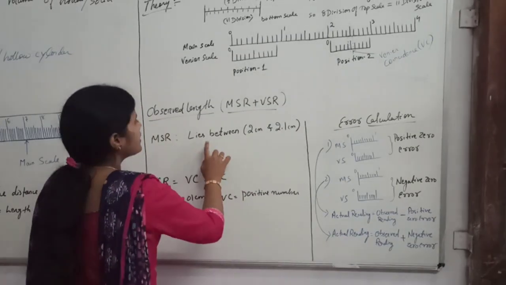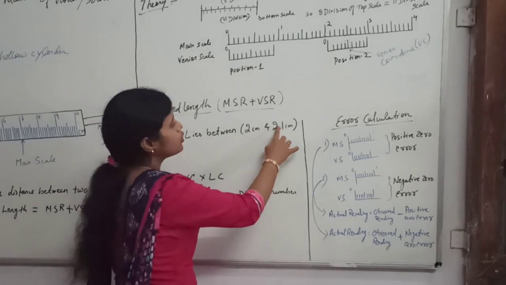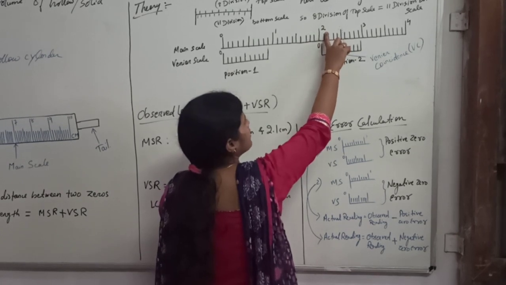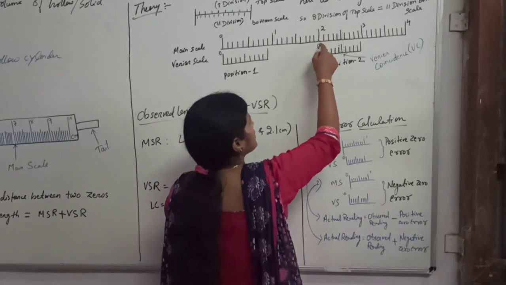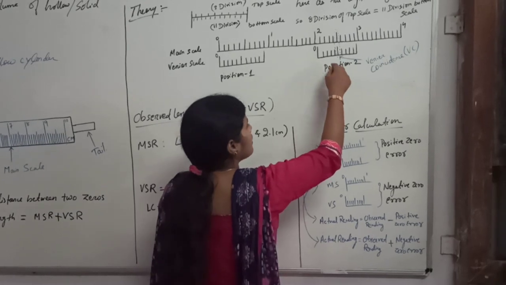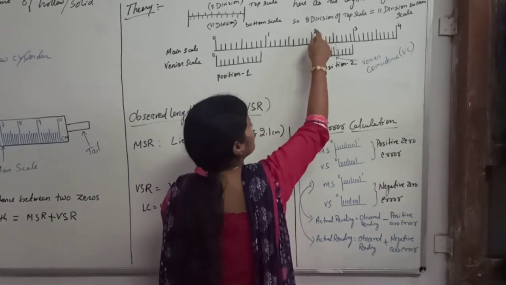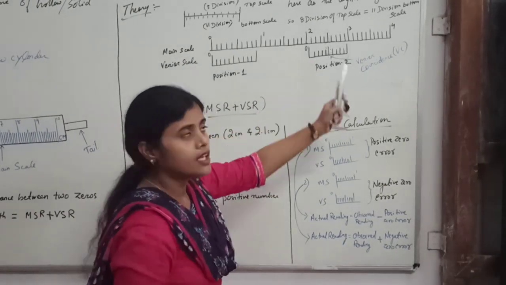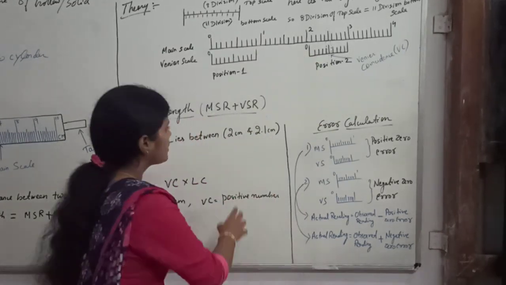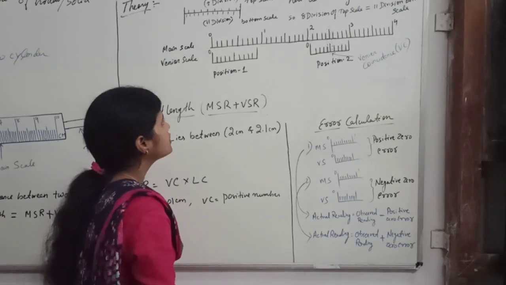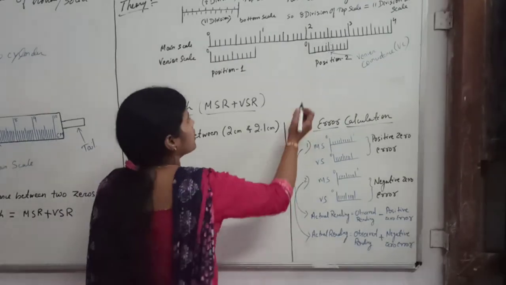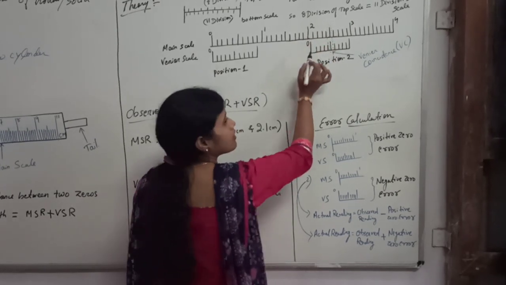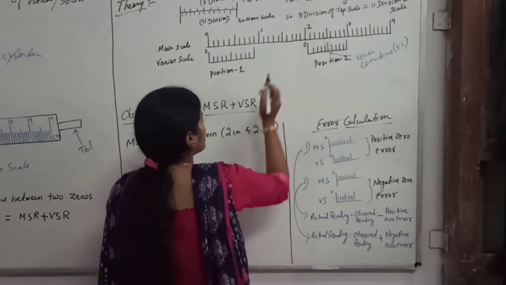This mark will give you the main scale reading. Okay. So the main scale reading lies between 2 cm and 2.1 cm. In between these two, this is 2 cm, this is 2.1, 2.2, 2.3 like this. So the zero line of this vernier scale lies between 2 and 2.1. But as I told you, the main scale reading will be calculated from the main scale. So you will consider the smallest reading. Why am I saying this? Because you don't know this length as it is in the middle, so we will consider the smallest one.